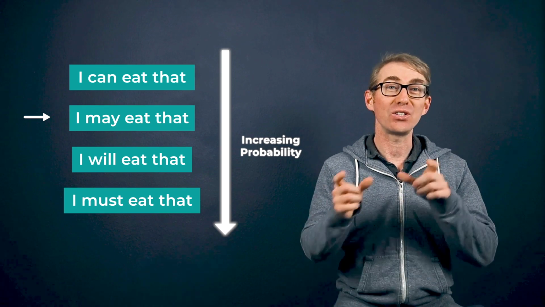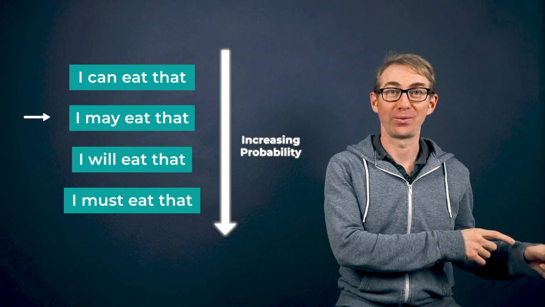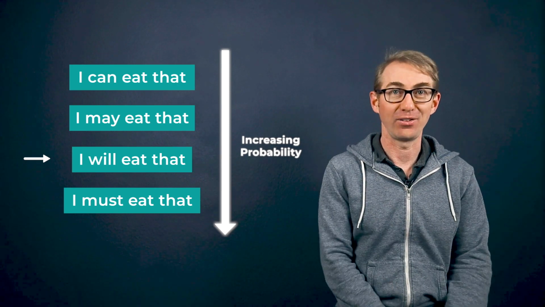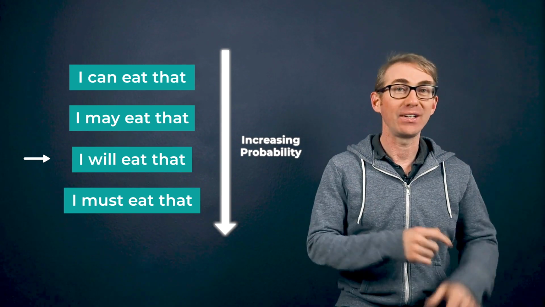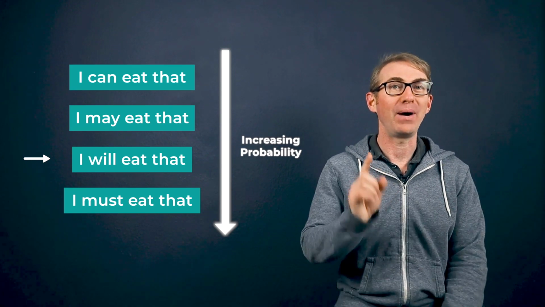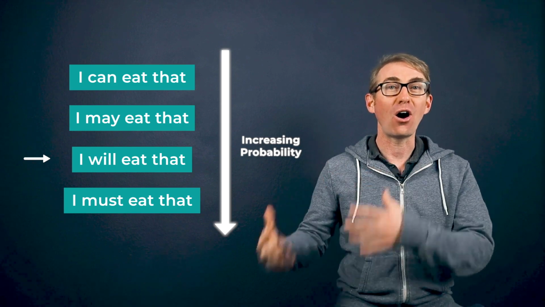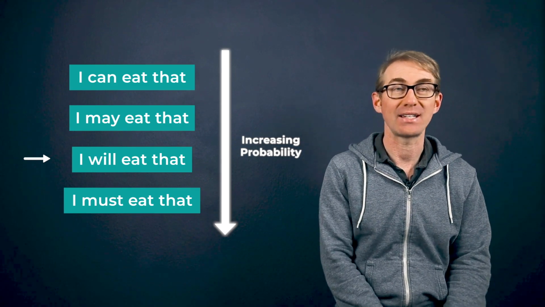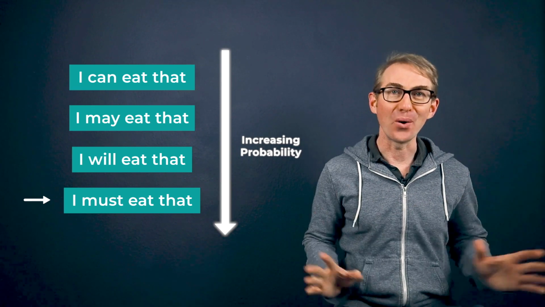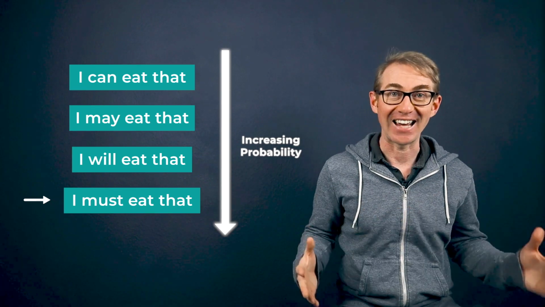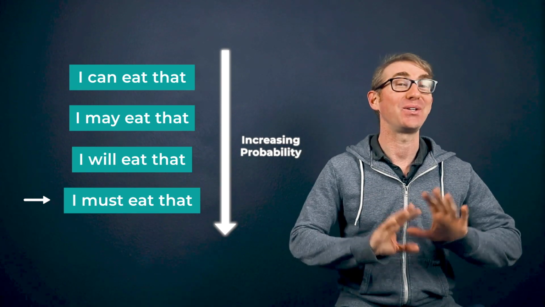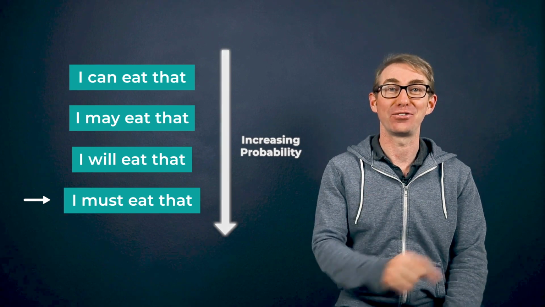I'm saying now that there is a chance that I'm going to eat the food. Then with I will eat that, this suggests a much higher level of probability. It is now definitely my plan to eat the food. I do want to eat it, and I'm going to. But then if we want to express an even higher level of a sense of obligation, we can say, I must eat that. Now there is almost no choice. Maybe I haven't eaten for days and I'm so hungry, I simply must eat it. Now there is a huge level of commitment to eating the food.